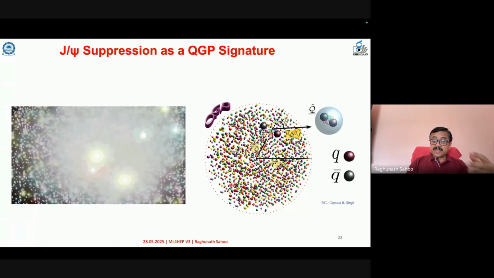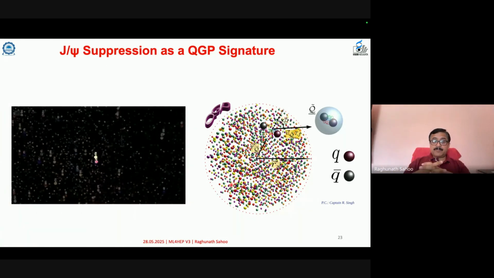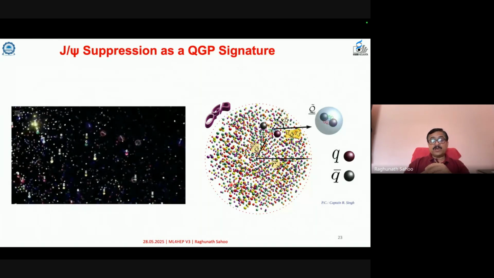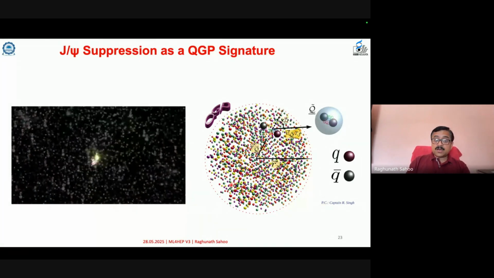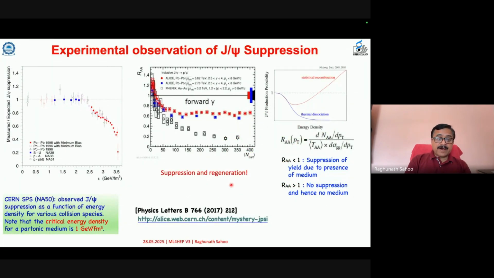If there is a quark gluon plasma formation, forming a bound state of C C bar will be screened because of the presence of other colored objects. The first measurement came from the SPS days, where the measured versus expected J/psi was plotted as a function of the energy density of the fireball. You can see there is a suppression of this measured to expected ratio after around 2 GeV per fermi cube. This tells me there is J/psi suppression in a signature domain of criticality or quark gluon plasma formation. This was also seen from the nuclear modification factor.